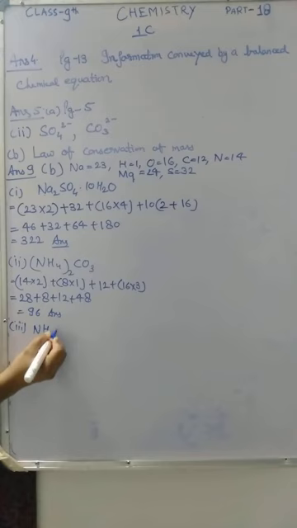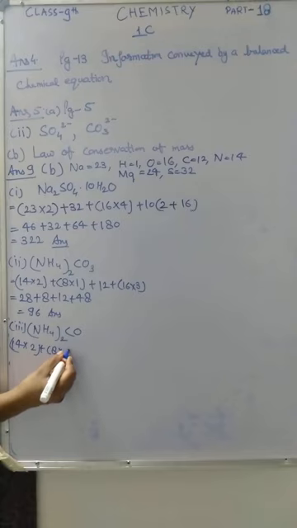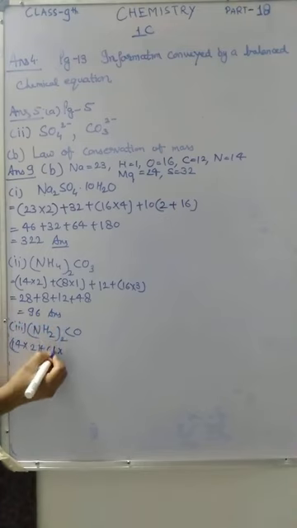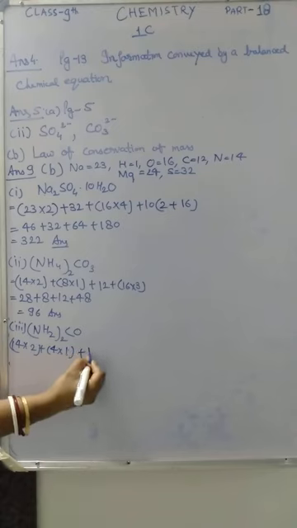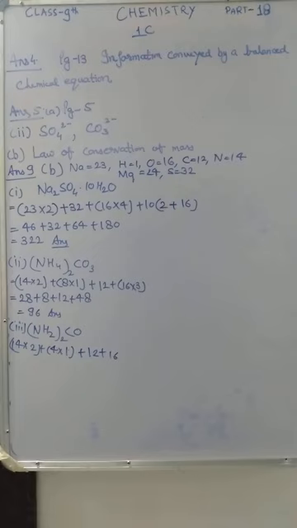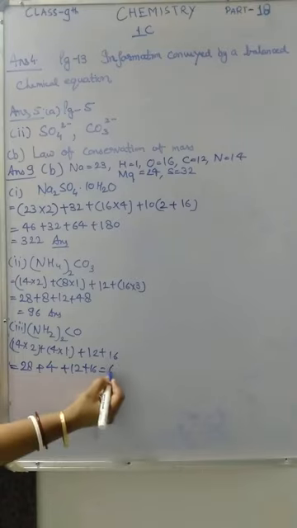Okay, now question number 3. NH4 whole twice CO. Again same thing. Okay, 14 into 2 plus 8 into, sorry, it is NH2. So it will be 4 into 1. 4 into 1 plus carbon 12, oxygen 16. Okay, so 14 twos are 28, 4 ones are 4 plus 12 plus 16 is equal to, add it, you will get 60 as the answer.